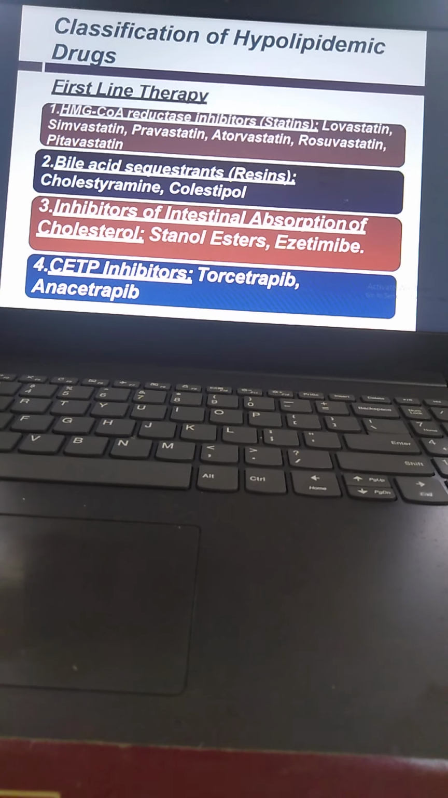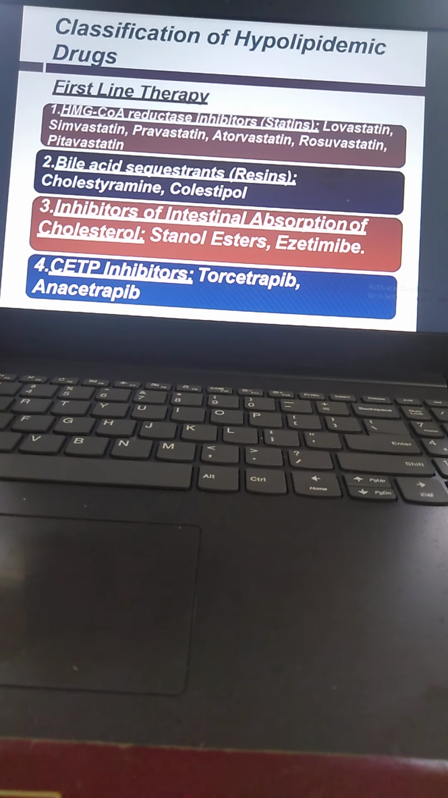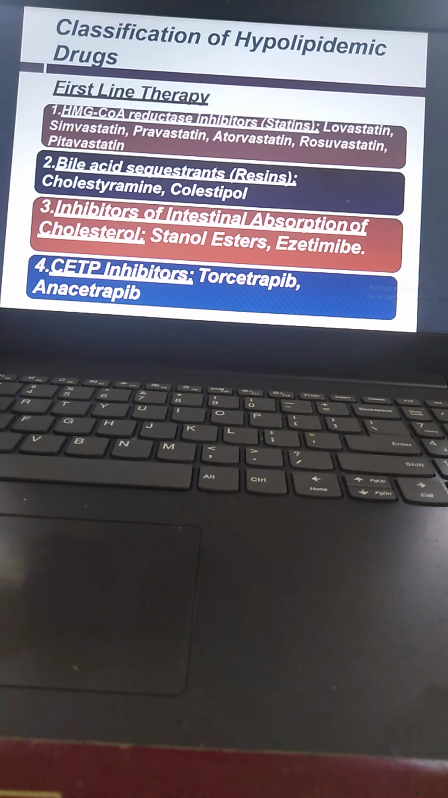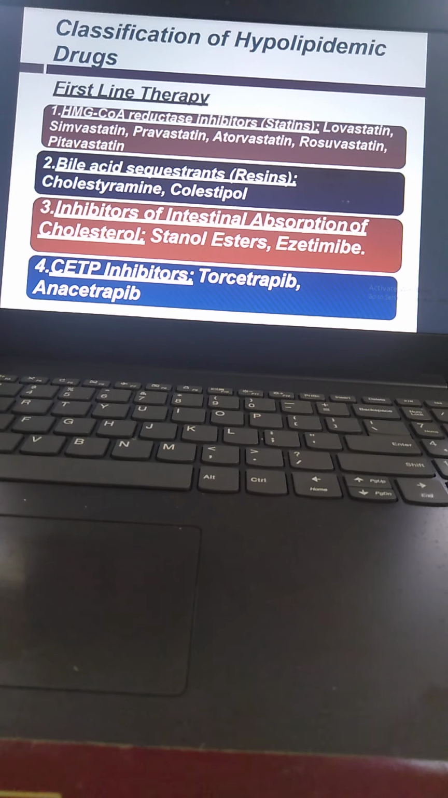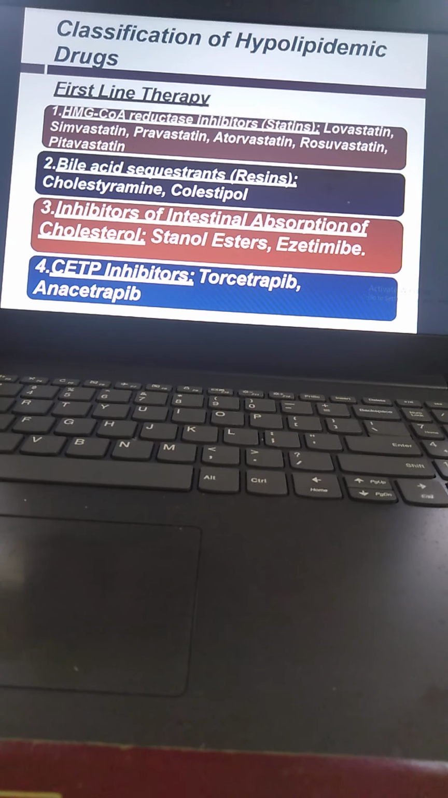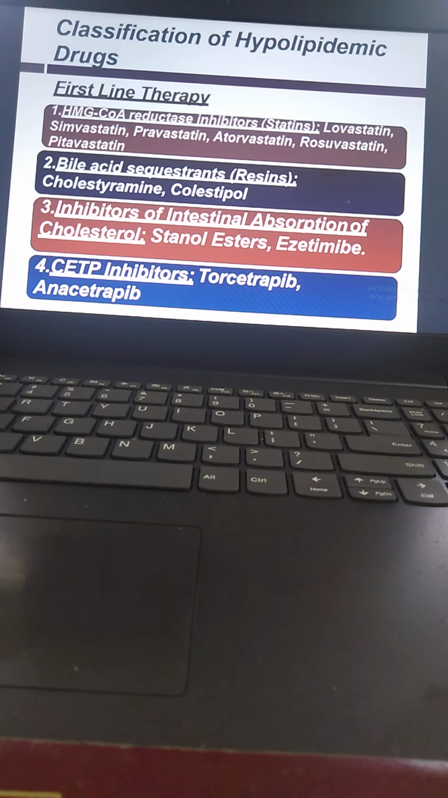Now, students, I have to continue the hypolipidemic drugs. Today, I am starting with the classification of hypolipidemic drugs, and the first line therapy is HMG-CoA reductase inhibitors. That is 3-hydroxy-3-methylglutaryl coenzyme A reductase. In this, we have so many drugs, like lovastatin, simvastatin, pravastatin, atorvastatin, rosuvastatin, pitavastatin.